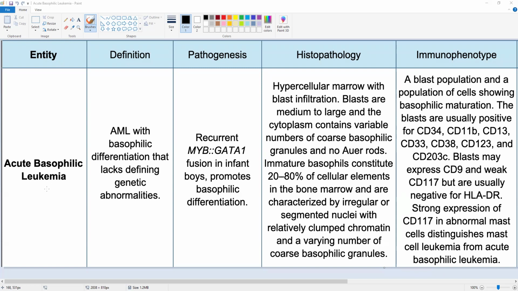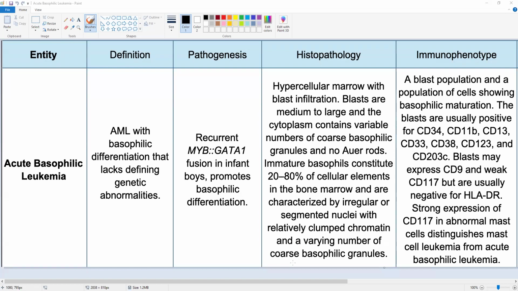I'm a third-year pathology resident, and today I'm going to be talking about acute basophilic leukemia. This is a subtype of acute myeloid leukemia with basophilic differentiation that lacks defining genetic abnormalities. One of the factors that are suspected in the pathogenesis is recurrent MYB-GATA1 fusion, which is seen in infant boys. This fusion promotes basophilic differentiation.